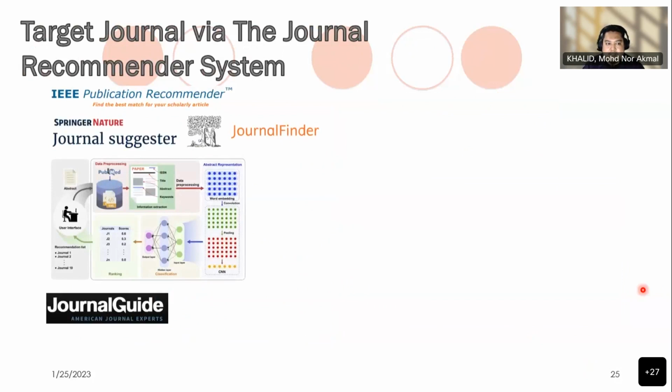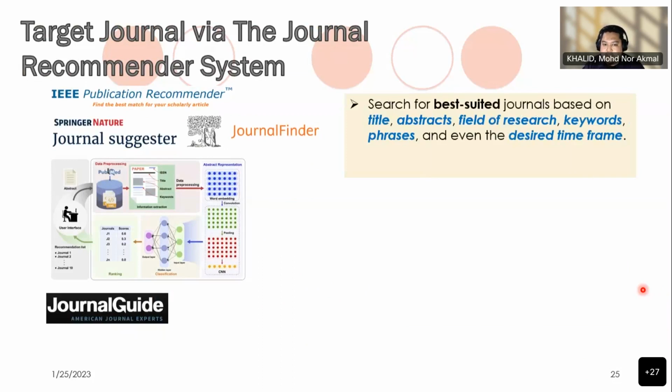And then there are several journal recommender systems to support you in identifying a suitable journal for your publication. For example, they use title, abstract. Sometimes they ask for keywords or field of research and desired time. Although not really reliable or usable, they can provide a good source of journals for you to get started.